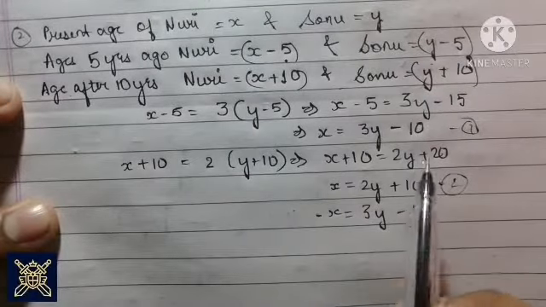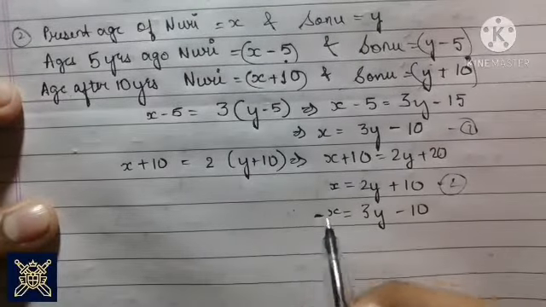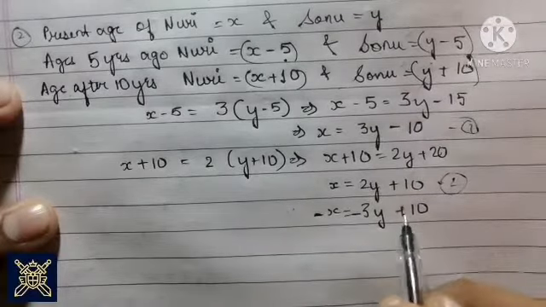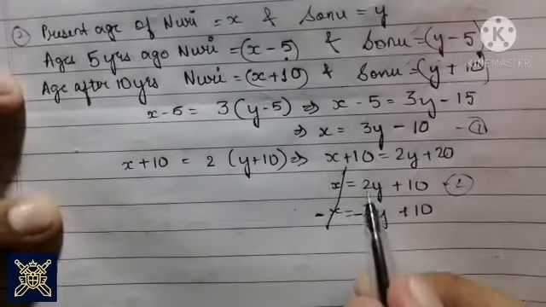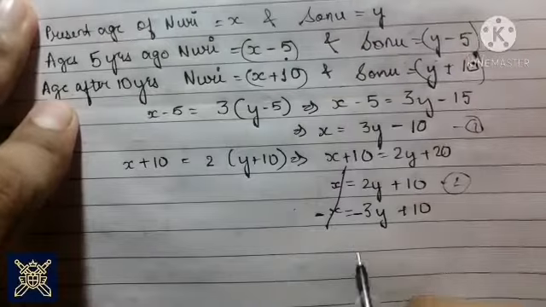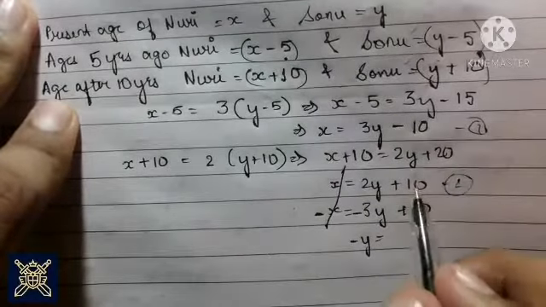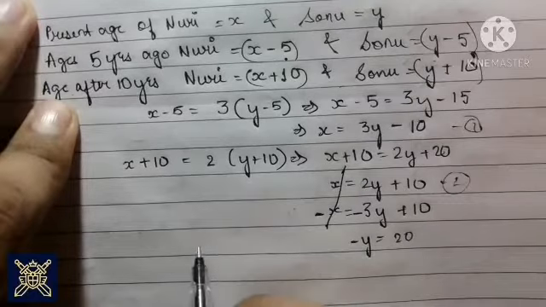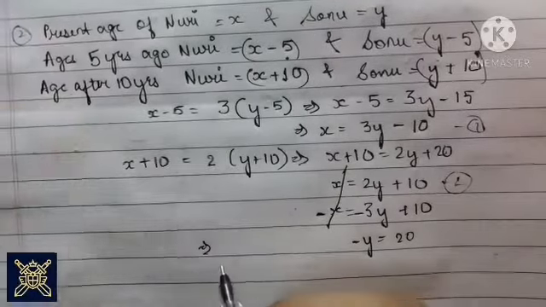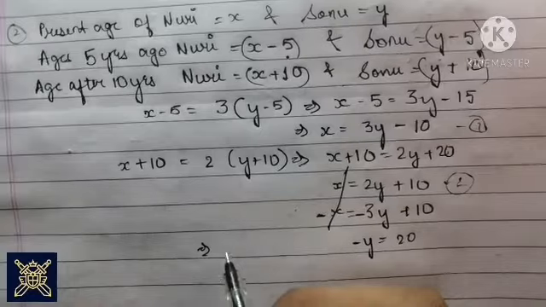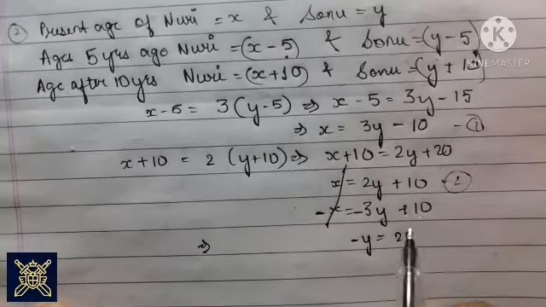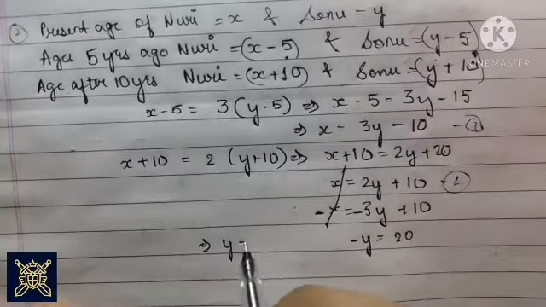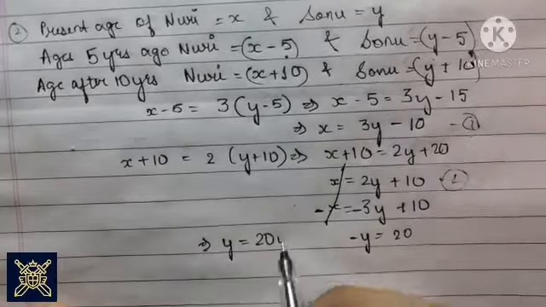Now as we know, the signs will change. This will become minus, this will become minus, and this will become plus. This eliminates. Here you have 2y minus 3y, that is minus y, is equal to 10 plus 10, that is 20. This implies that y is equal to 20, because we cannot have a negative value over here. So y is equal to 20 years.